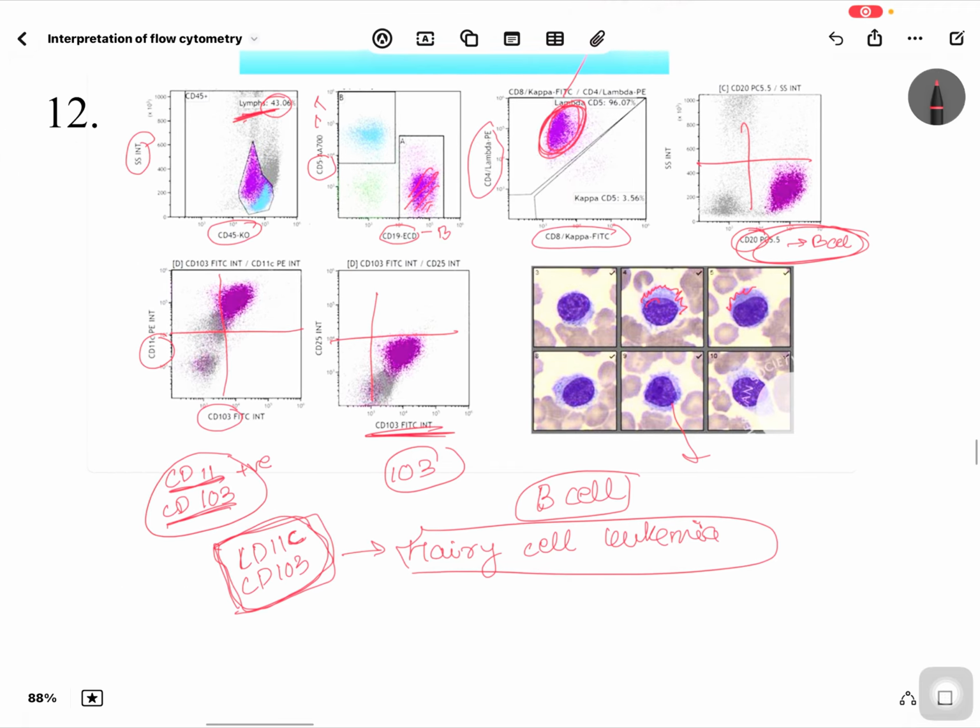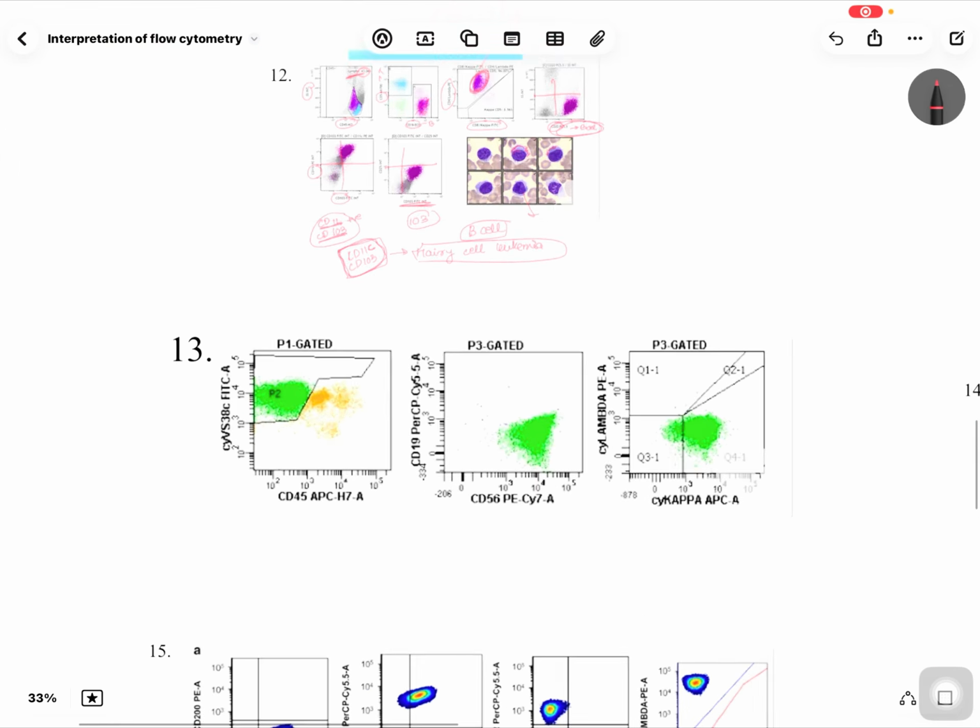Moving on to the next one, next example, that is this.